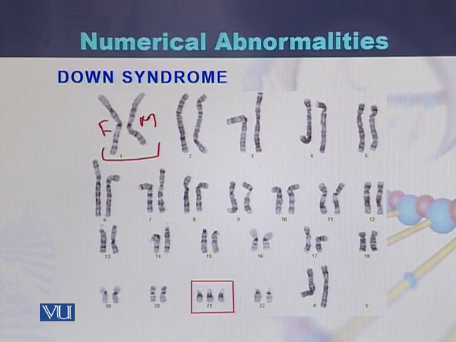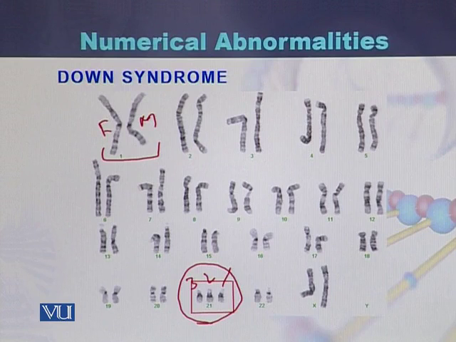But if we look at chromosome 21, this chromosome is in triploid form. So there are three chromosome 21s: 1, 2 and 3. So this represents the trisomy. Trisomy means three chromosomes. If the trisomy is of 21, there are three chromosome 21s. If there are three chromosome 21s, the individuals develop Down syndrome.